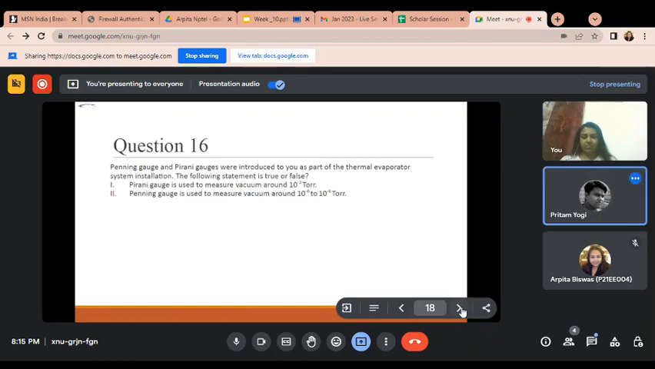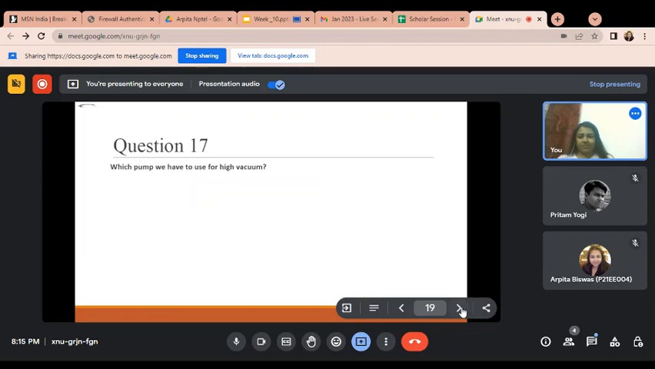Both are true. Yes, both are true. Next we are moving to which pump we have to use for high vacuum. The diffusion or the turbo. Yes, the turbo.